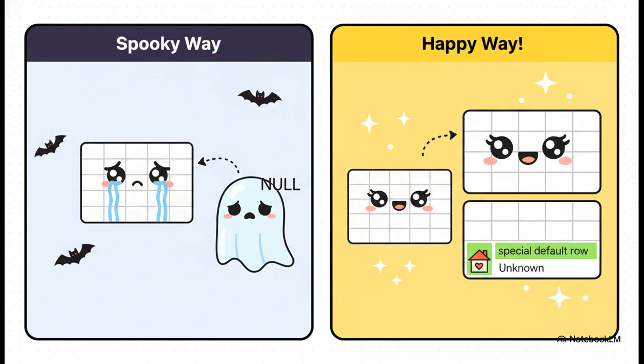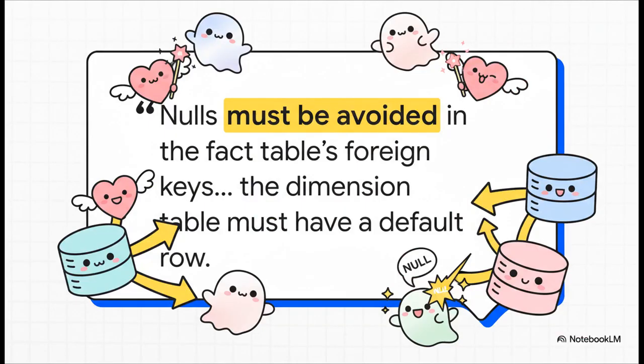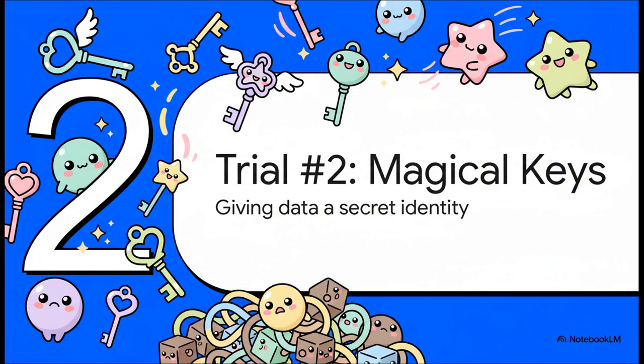No more ghosts. And that, my friend, leads us to our very first magical rule. A fact table's foreign keys must never, ever be null. This makes sure we have what's called referential integrity, and it just makes our model super robust. We did it. We banished the ghosts. One trial down. Okay, next up on our quest, it's time to unlock some magical keys.